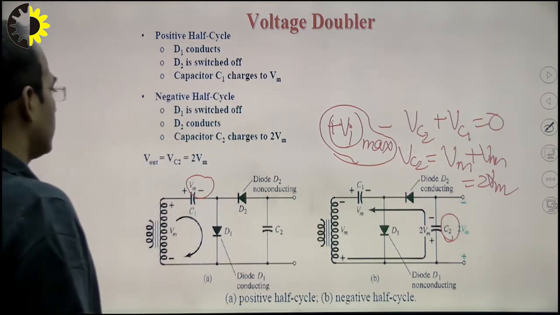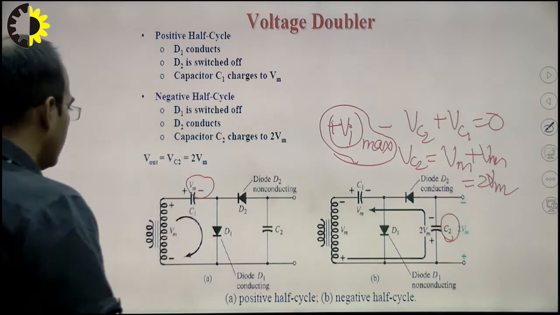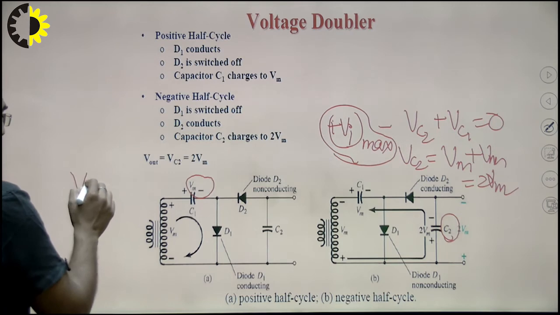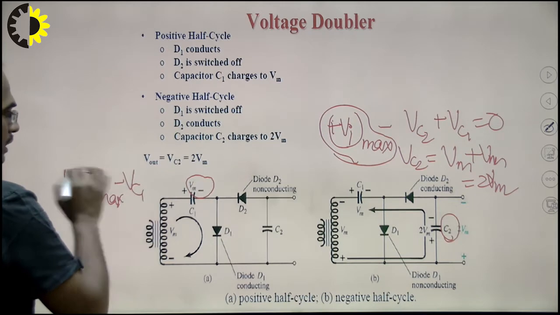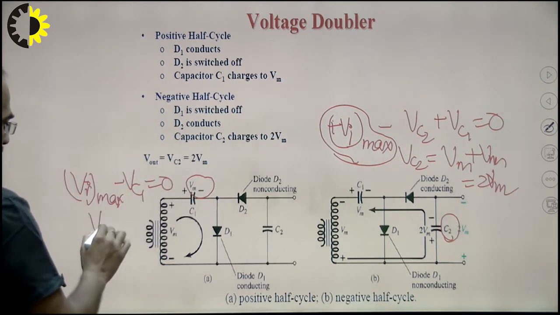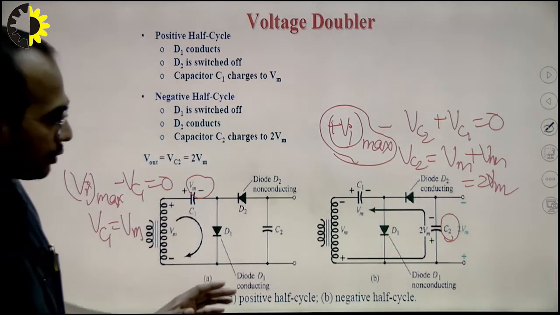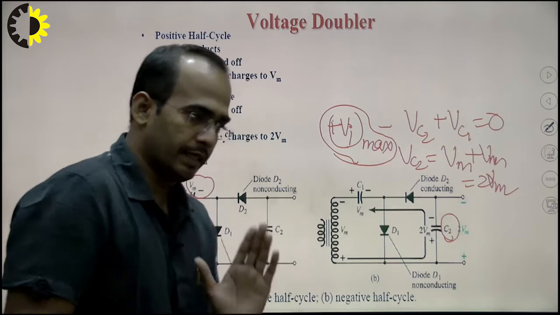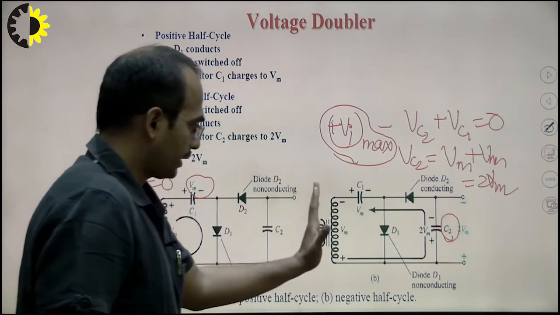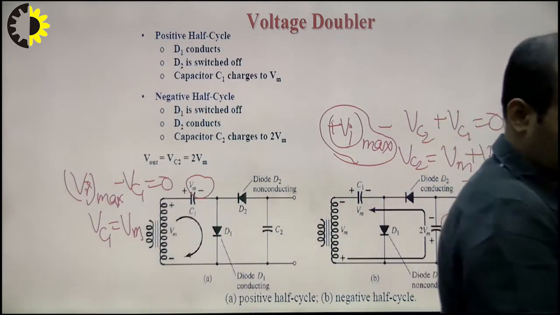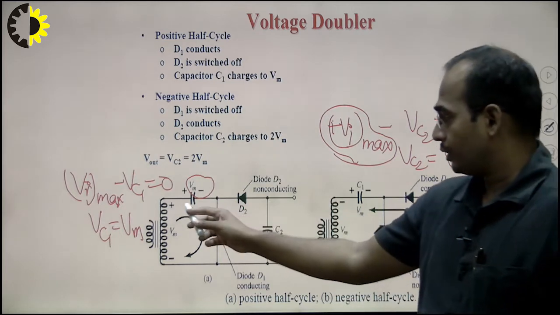So for this positive half cycle, you can get the value of Vc1 by applying KVL. Vi maximum minus Vc1 is equal to 0, so Vc1 is equal to Vm. How are the polarities of the capacitor plates decided? The polarities are decided on the basis of the connection and the half cycle of the applied input. Here I have applied the positive half cycle.